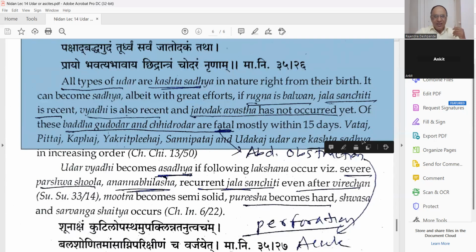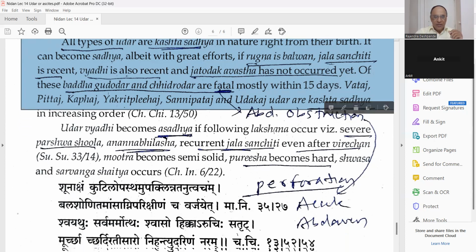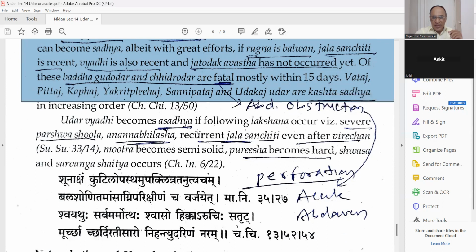Very serious. Vataja, Pittaja, Kaphaja, Yakrita Plihaja, Sannipataja, and Udakaja Udara are Kashta Sadhya. Udara Vyadhi becomes Asadhya if there are particular symptoms like severe Parshvashul, very severe pain in the abdomen, Anannabhilasha, not wanting to eat for many days, and recurrent Jalasanchiti.